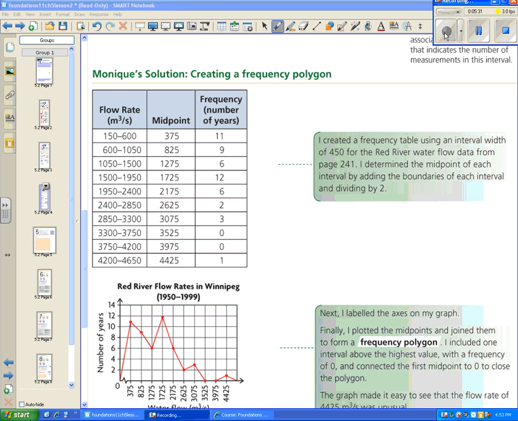Monique decided to use a frequency distribution called a frequency polygon. What we have to do to make a frequency polygon is still make our frequency distribution table.